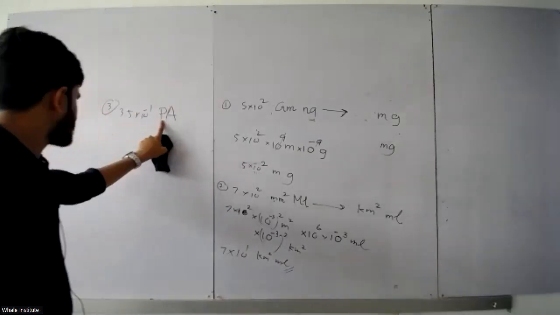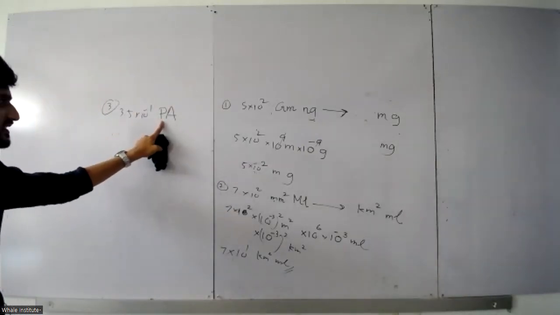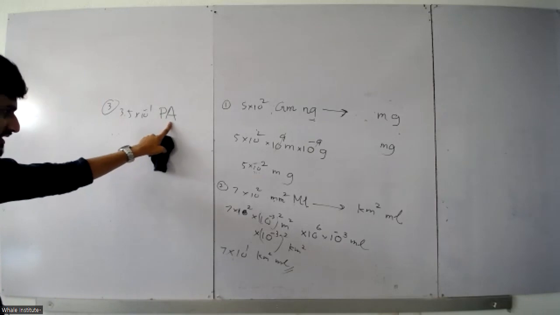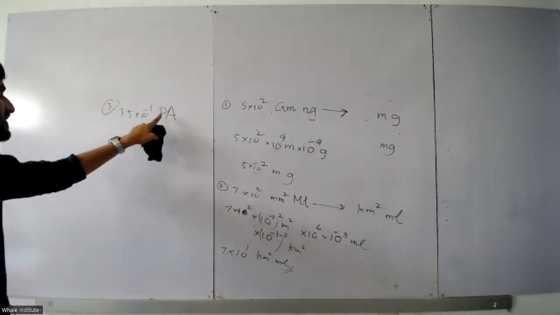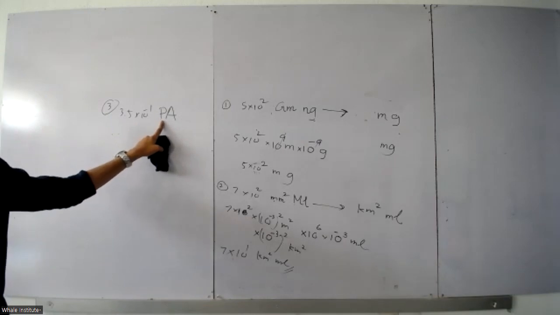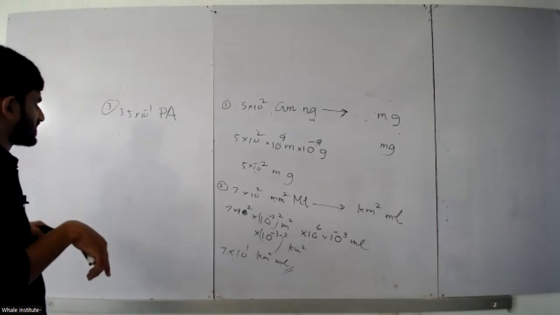P means it should be a prefix, right? P is the one at the beginning. We know that if it is at the beginning, it should be a prefix, not a unit. Then P means, look at the prefix table where there is a P. Penta, right? Penta means plus 15.